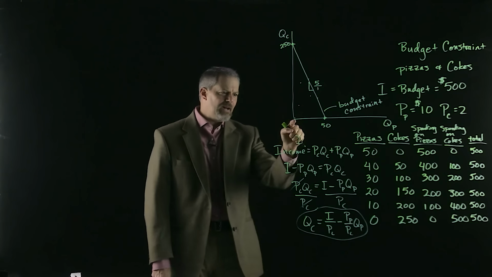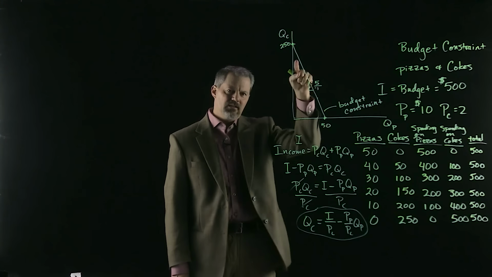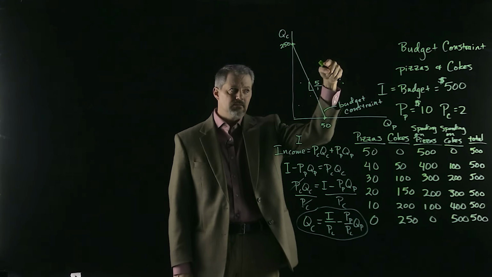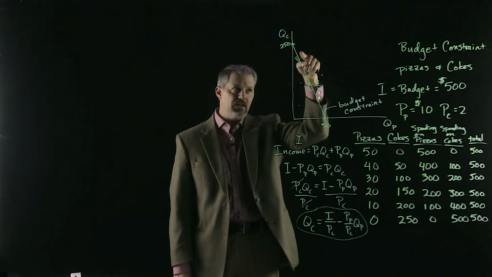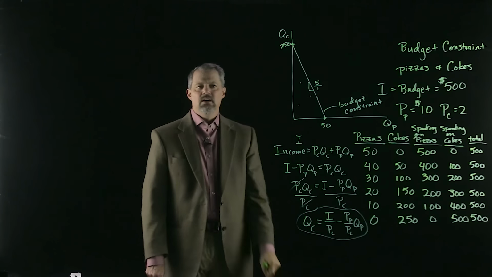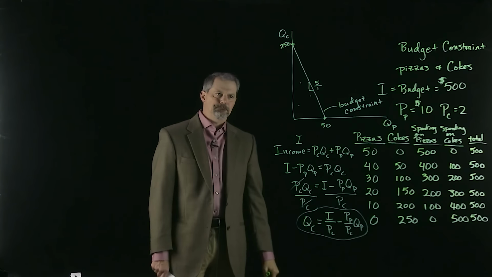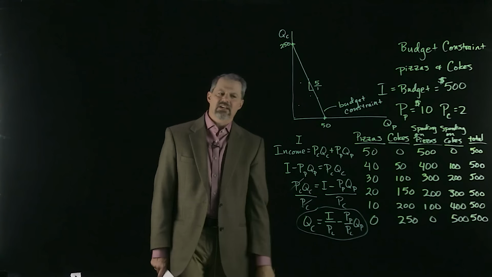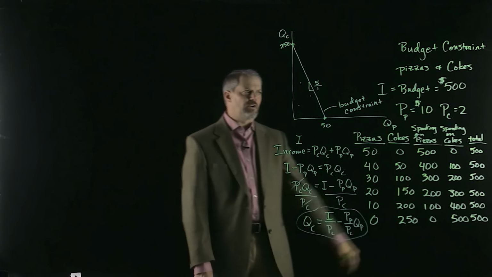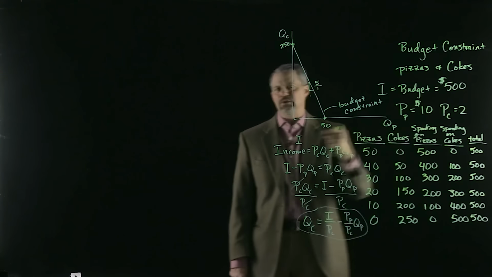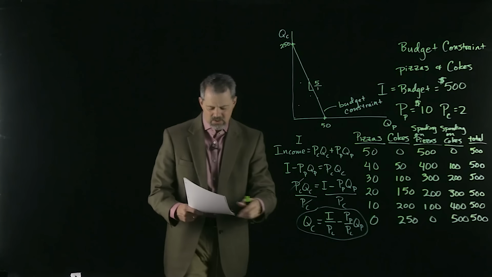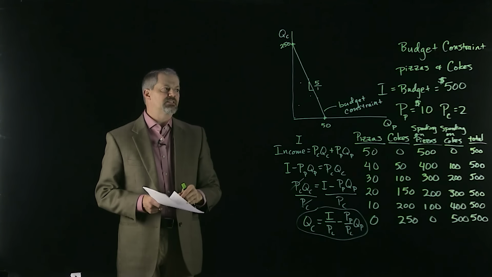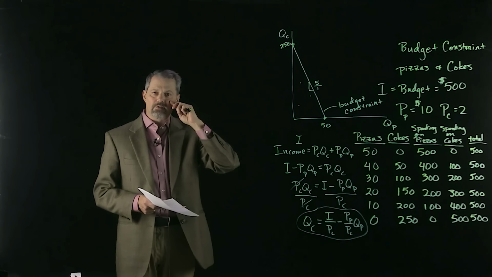So we could buy that bundle. We can buy any bundle in here, but we can't buy that bundle. We can't buy any bundle outside of this budget constraint. Now let's think about what happens if we start to change any of these numbers. If we change our income or if we change what the price of pizzas or the price of Cokes is.